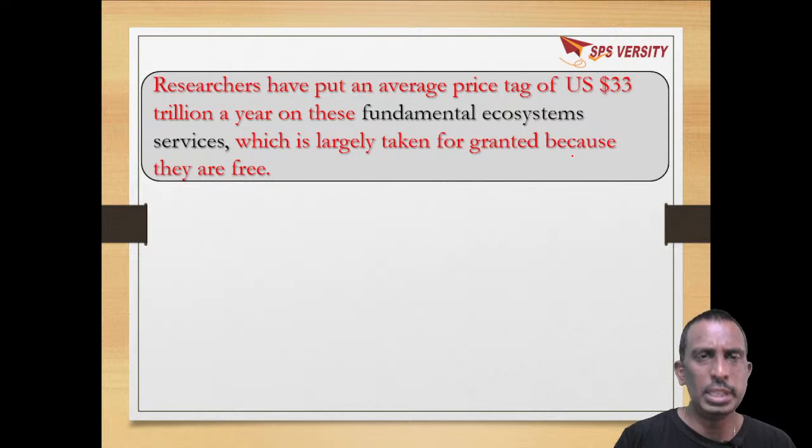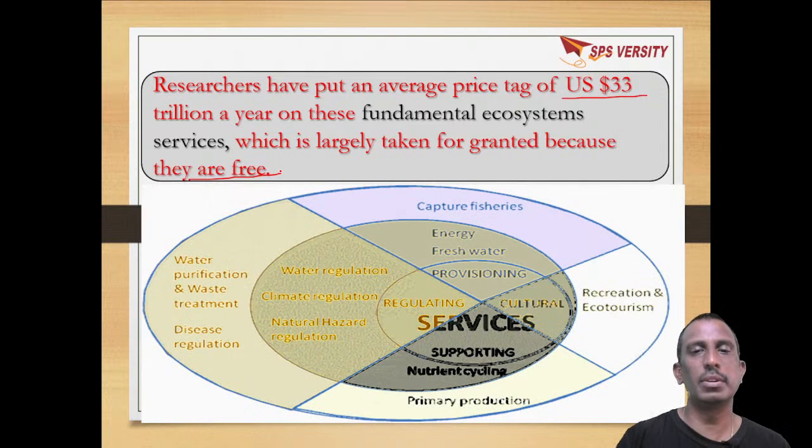And when you put these services on a price tag, it comes to roughly US$33 trillion to perform fundamental ecosystem services. But the ecosystem gives us this for free. Such a costly thing it is giving for free. So here you can see the ecosystem services.